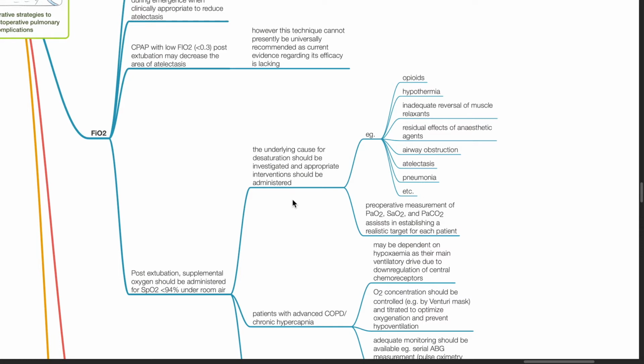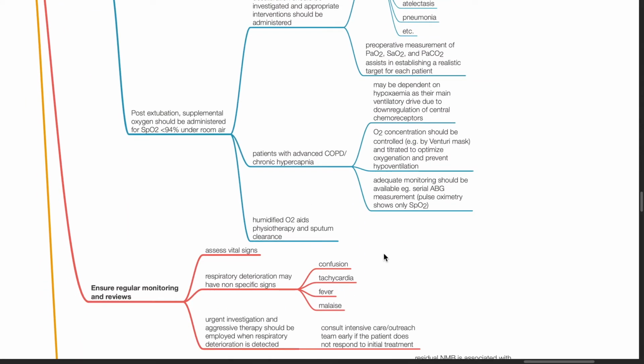Pre-op measurement of PaO2, SaO2, and PaCO2 assists in establishing a realistic target for each patient. Patients with advanced COPD or chronic hypercapnia may be dependent on hypoxemia as their main ventilatory drive due to downregulation of central chemoreceptors. Oxygen concentration should be controlled, for example by using Venturi masks, and titrated to optimize oxygenation and prevent hypoventilation. Adequate monitoring should be available, such as serial ABG measurement.